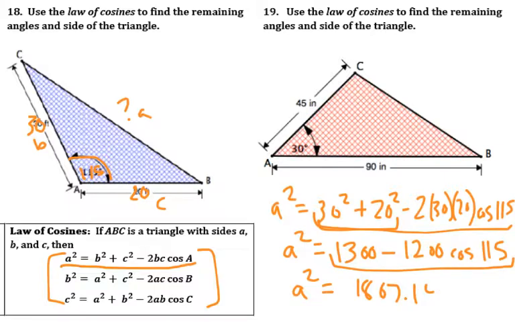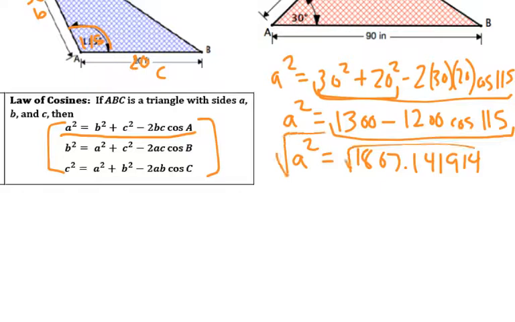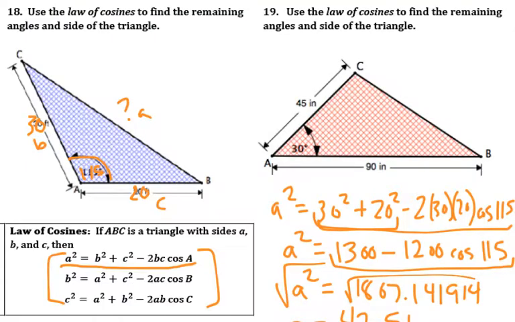So I'm going to try not to round as much as possible, so I keep this number in the calculator, and then I can square root it to give me my most accurate number. And we get 42.51 if I round. You want to hold off on rounding until the very end. So 42.51 right here. Okay? And I was just using that law of cosines.